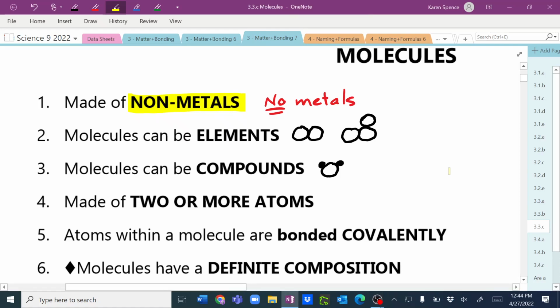Molecules can be elements, they can be compounds, but regardless of whether they are elements or compounds, Kai and Jack, can you guys pay attention, please?